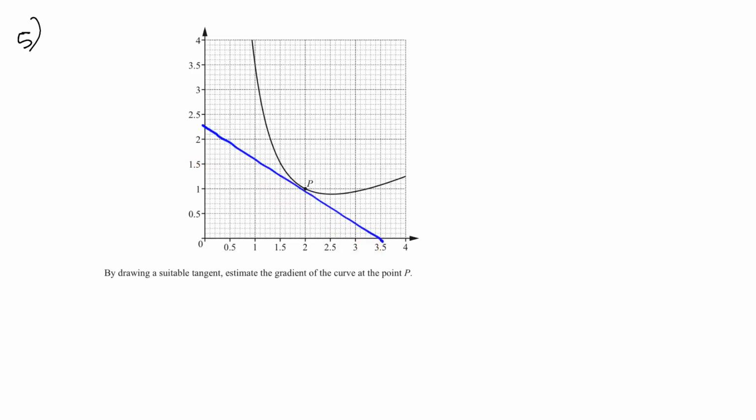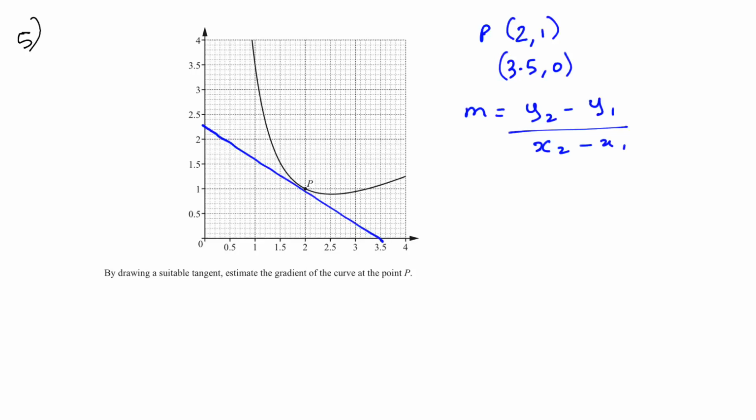This is how you draw the tangent. And then for the gradient, you need 2 points. The first point is P. What is that going to be? When x is 2, y is 1. So x is 2 and y is 1. We need one more point. Look at this point here. We'll take this. It cuts the x-axis. So x is 3.5. And remember, on the x-axis, y is 0. So the point is going to be 3.5, 0. Now using the rule, gradient is equal to y2 minus y1 over x2 minus x1. So 1 minus 0 over 2 minus 3.5. And we will get negative 2 over 3.